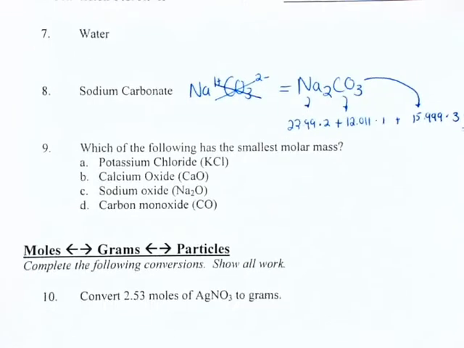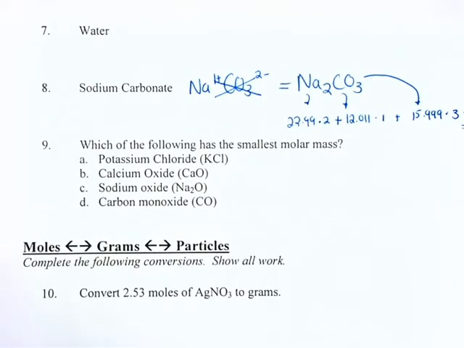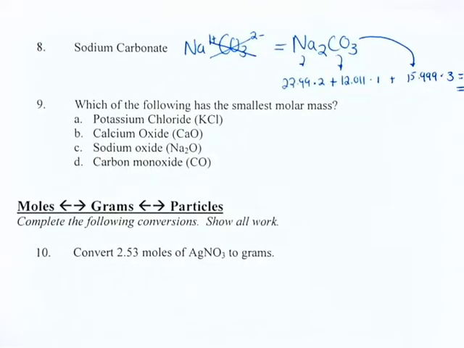Let's look back at the beginning page, and we'll just go through several of these. Let's look at question 9. It says, which of these has the smallest molar mass? So on this we need to find the molar mass of each compound. So let's find that real quick for KCl.